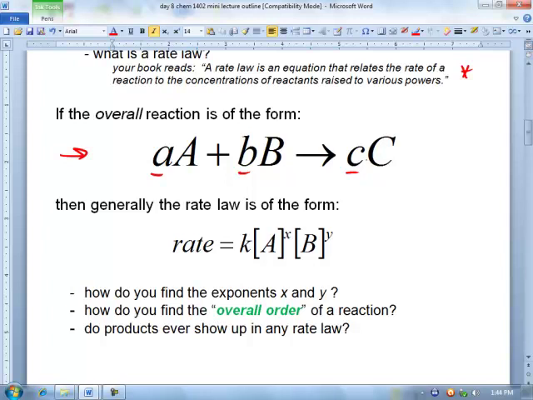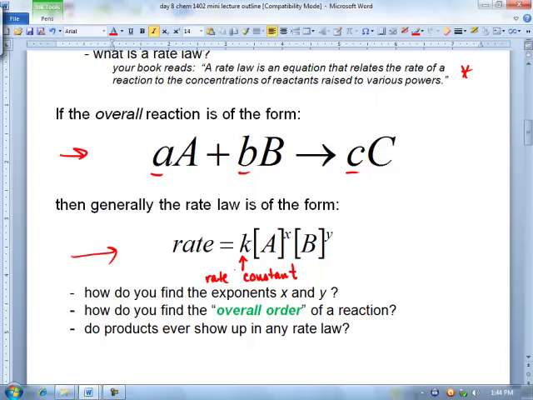Exactly. So if this is a general reaction, then this is how you'd write the general rate law. All you do is write the word rate, and then equals, write a K. Now what is the K, Summer? It's a constant. A blank constant. Probably a rate constant, rate law, so rate constant.